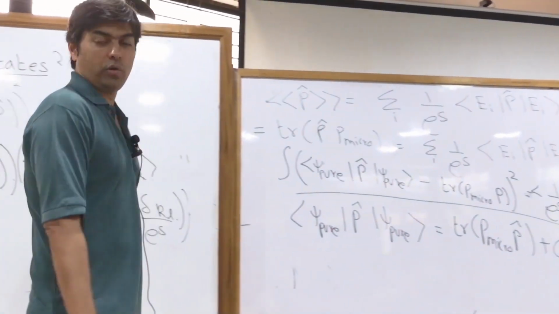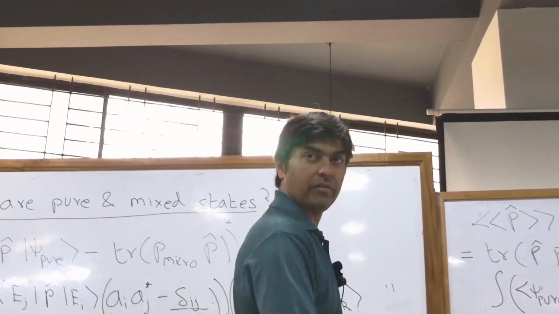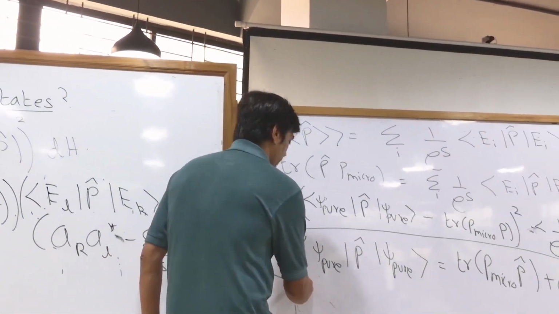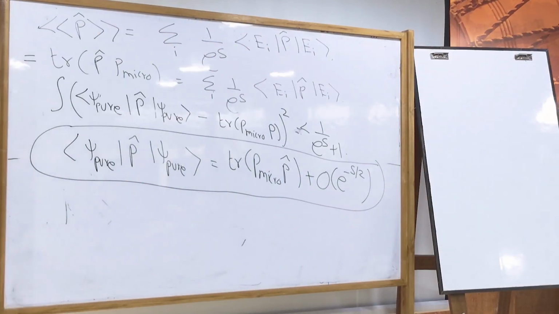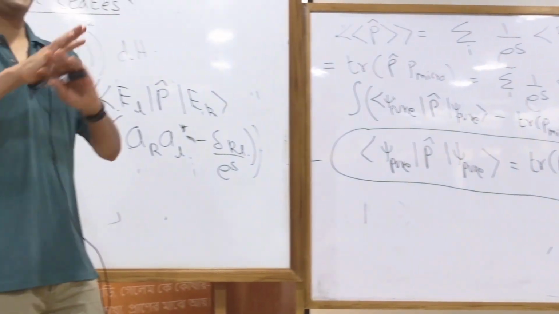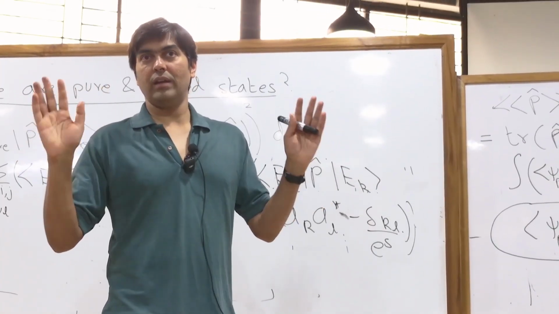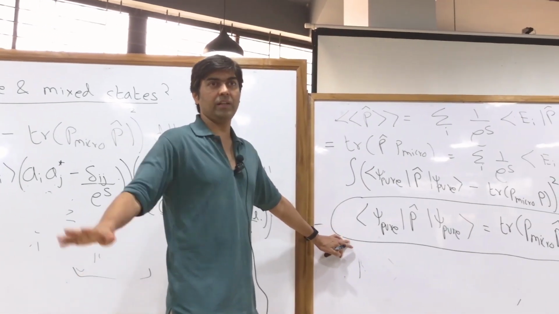So, what we have shown is that not only are typical pure states like mixed states in terms of the expectation value, but that the deviation of any observable in a system with high entropy between a typical pure state and a mixed state is small, and it's so small that it's suppressed by order e to the minus S by 2. Unless you make measurements which are accurate up to e to the minus S by 2, you cannot differentiate a pure state and a mixed state. This is a very important result in this whole story.